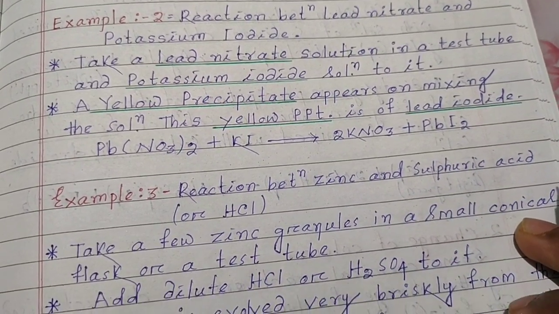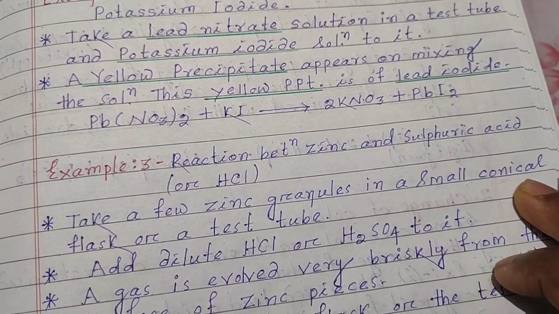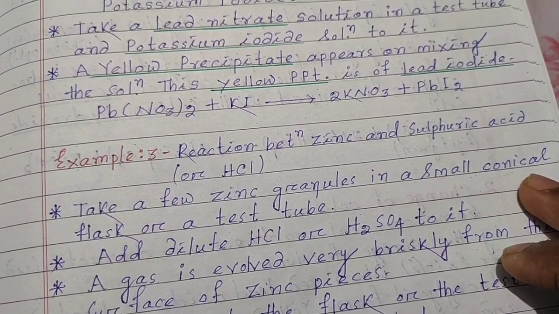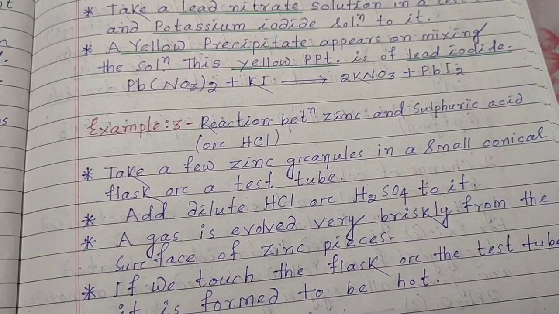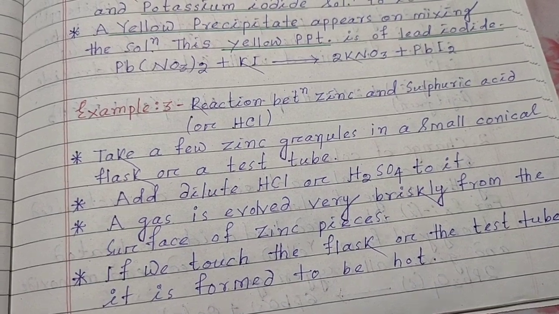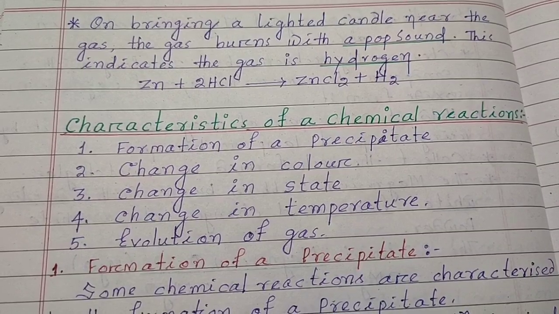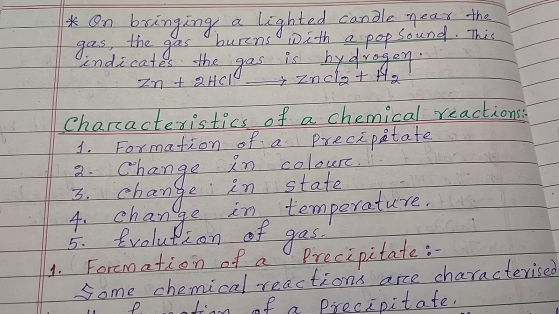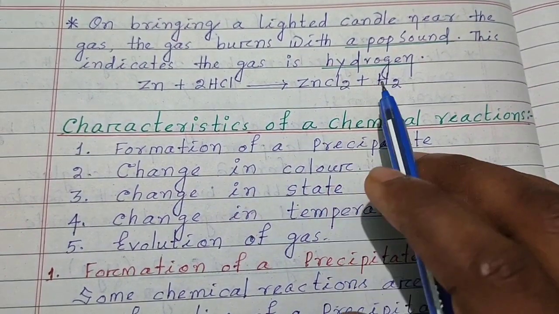The next example, 3, is the reaction between zinc and sulfuric acid. First take a few zinc granules in a small conical flask or a test tube, then add dilute hydrochloric acid or sulfuric acid to it. Then you observe that a gas is evolved very briskly from the surface of the zinc pieces. If we touch the flask or the test tube, it is found to be hot. On bringing a lighted candle near, the gas burns with a pop sound, and this indicates the gas is hydrogen. Zinc reacts with hydrochloric acid to form zinc chloride and H2.